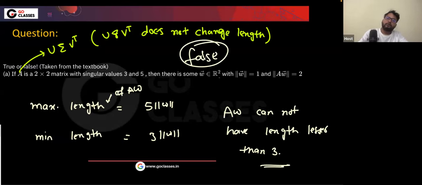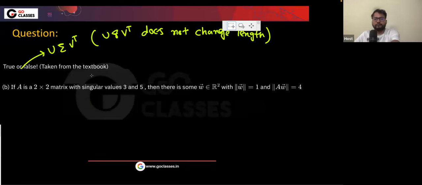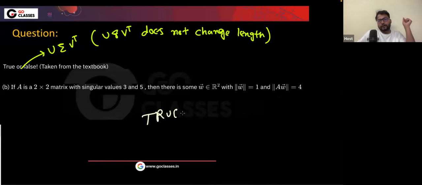Okay, what about the statement B? Let's just see what this statement B also. What about this statement B? Can AW be 4? The answer is no. Length of AW will be actually lesser than or equal to 5 and greater than or equal to 3.